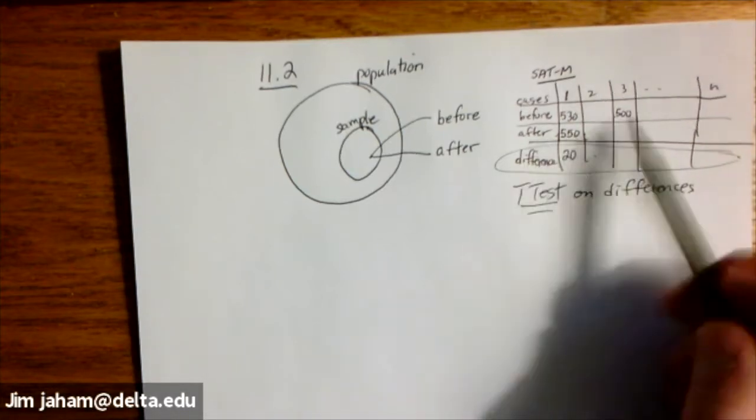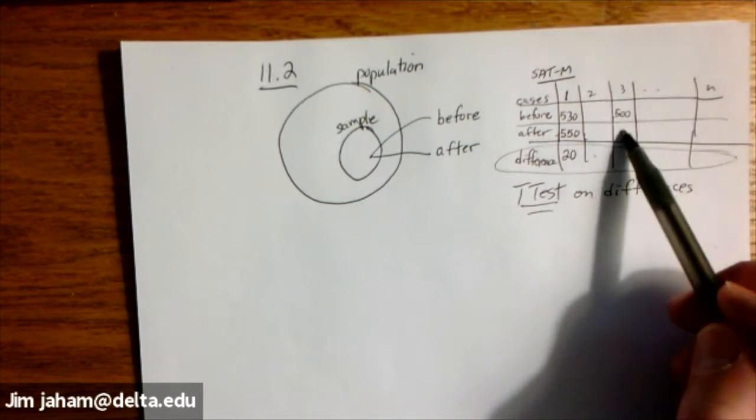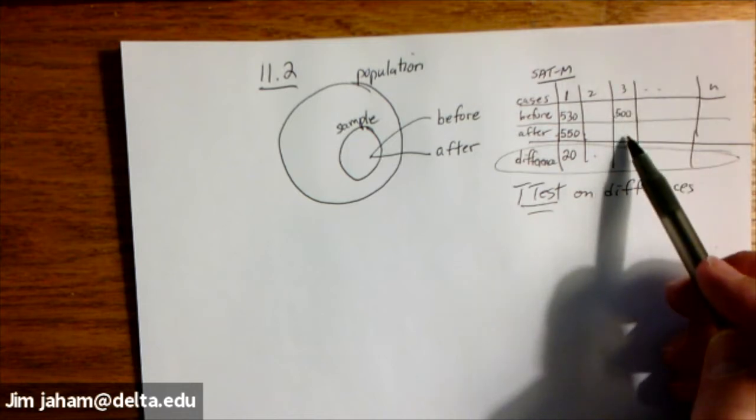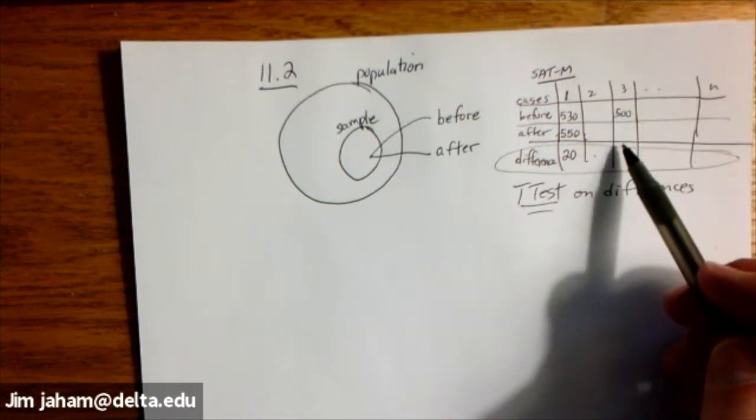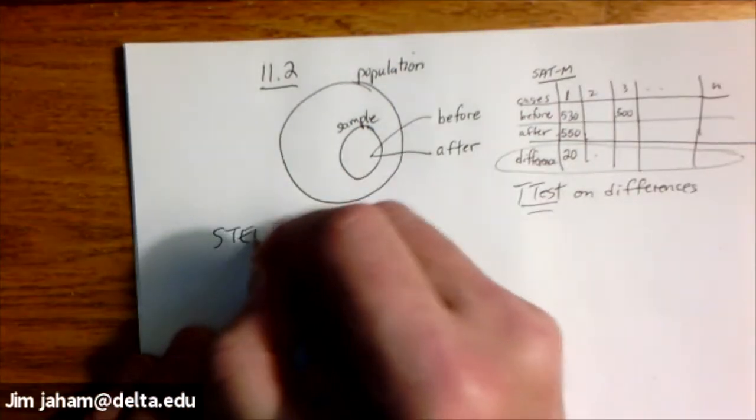So the first score and the second score are not independent of one another. They're dependent because knowledge of what the student scored on the first test would give you a sense of what they're going to score on the second test because they're the same student. That's the idea. Okay, let's go through the steps and then we'll look at some problems.